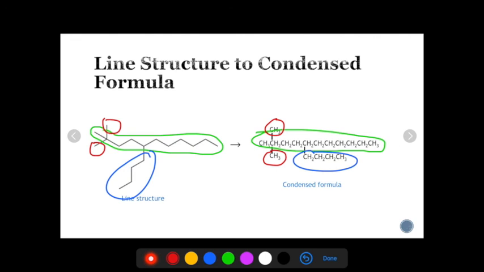So it's important to know the names of these different structures because, especially in your lab book, I think it usually asks for a condensed formula. So you need to be sure you're drawing the correct formula. You don't want to draw a line structure when it's asking for a condensed formula. So just be careful with that.